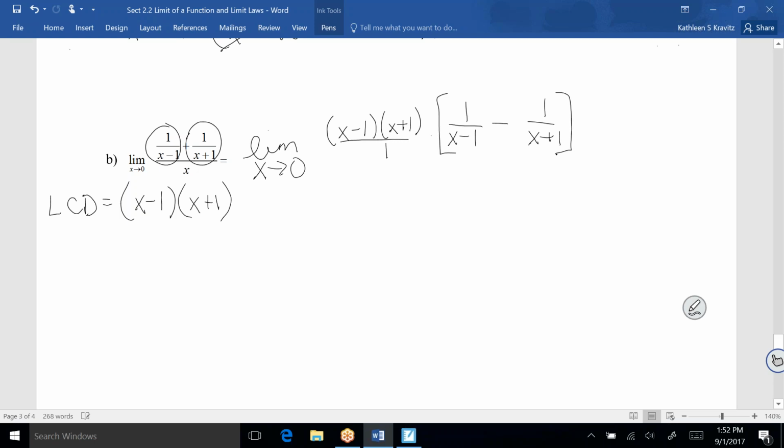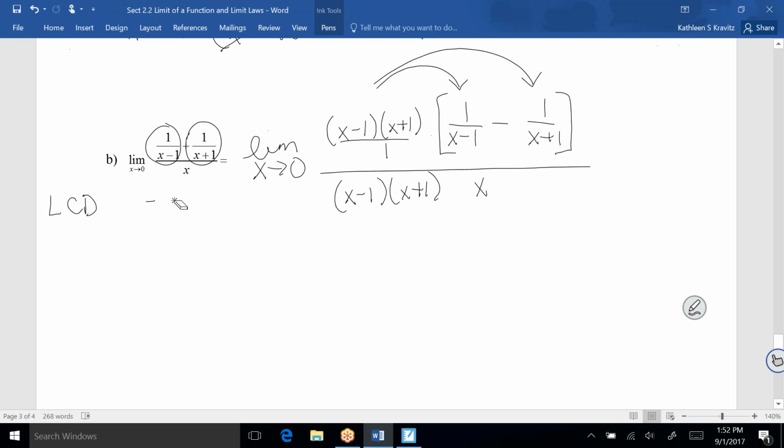So here's my original fraction. I'm going to multiply that by x minus 1 times x plus 1. And I'm going to multiply the denominator by x minus 1 times x plus 1 as well. Okay, and that's going to be multiplied by this x over here. So then I have to distribute this inside here and to here. So everything gets multiplied by that least common denominator. And when you do that, you still have a limit.